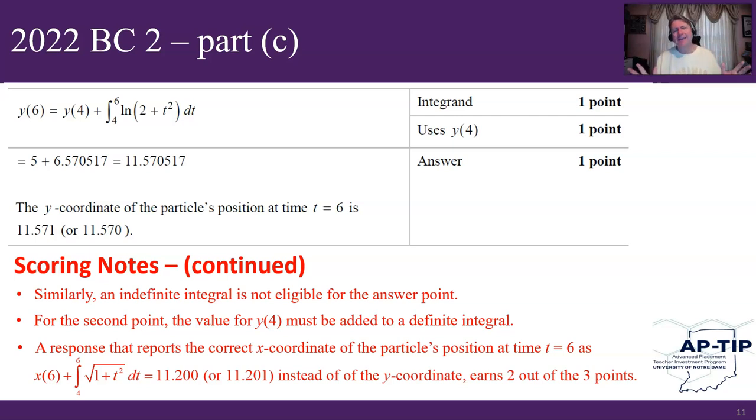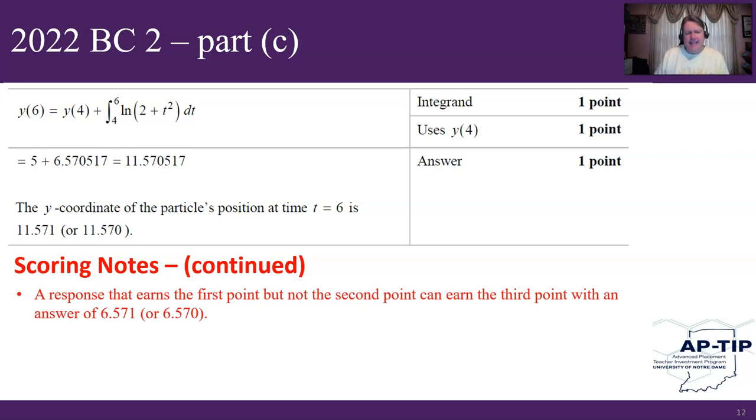We're going to go ahead and allow the students to earn 2 of the 3 points. They really had a pretty good grasp of the concept of finding position given this derivative. It's just that they got their x and y mixed up at the very beginning with that initial position. So we're going to call that a 2 out of 3.